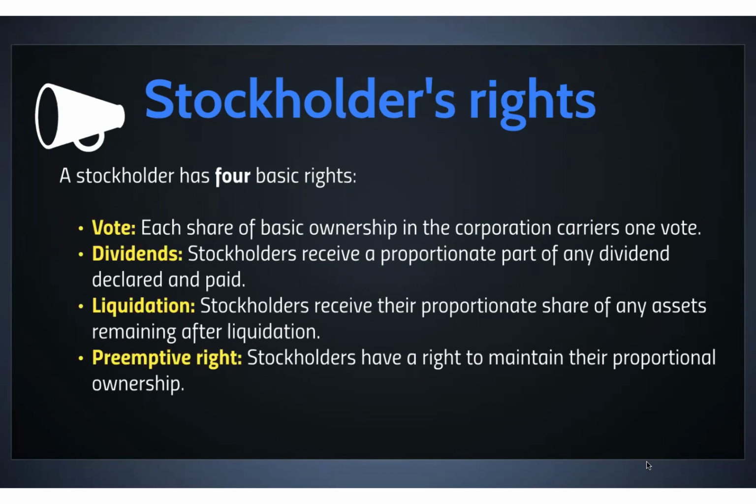Dividends. Stockholders receive a proportionate part of any dividend declared and paid. And as you can see from the etymology of the word dividends, this is the division of profit. So if a company earns profit, the portion of the profit or the profit in total amount could be split between shareholders, divided between shareholders. That is why we call it dividends. It's not an expense also. It's the division, appropriation of profit.